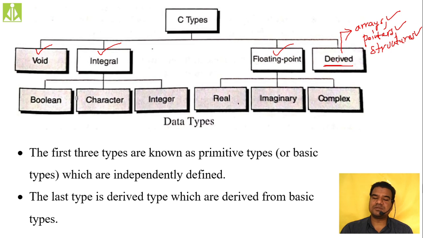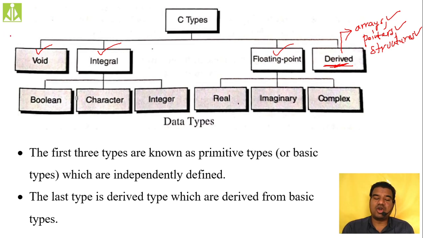Why are we calling them derived types? Because by taking the basis of these general types like void, integral and floating point, we are creating these derived types. So derived types are not independent. They are dependent on the integral, void and floating point types. That is the reason we are deriving these derived types from these primitive types.